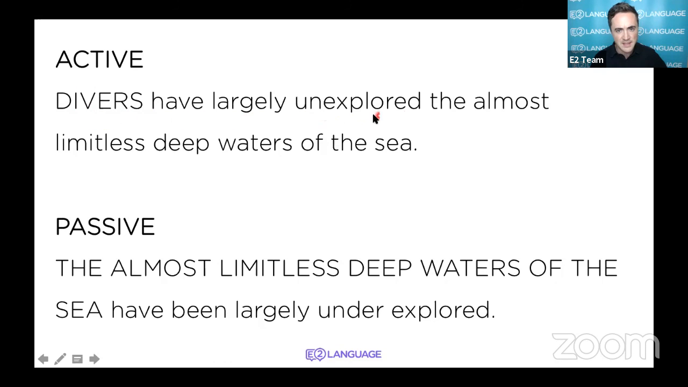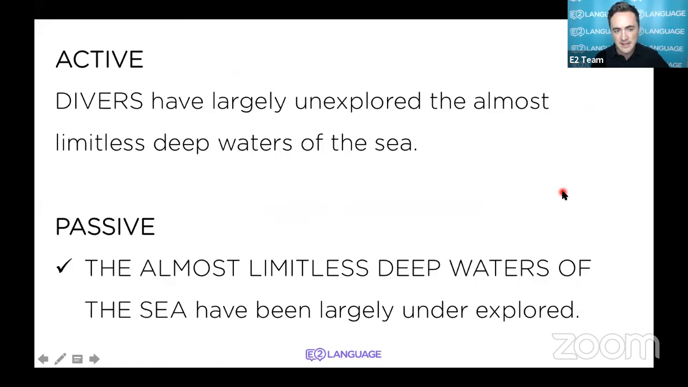Divers have largely unexplored the almost limitless deep waters of the sea. This sentence is about the limitless deep waters of the sea, which have been largely unexplored, and it doesn't mention the divers. So I guess it depends on what you're trying to say. But for me, in this case, the passive sentence is better because the divers are not the emphasis. The deep waters of the sea should be the emphasis. Therefore, the passive sentence is better.